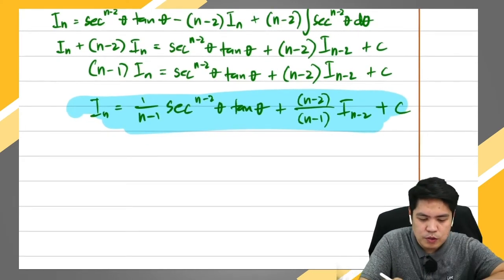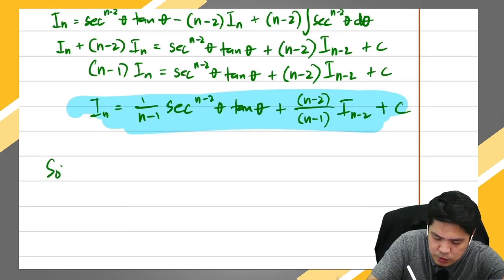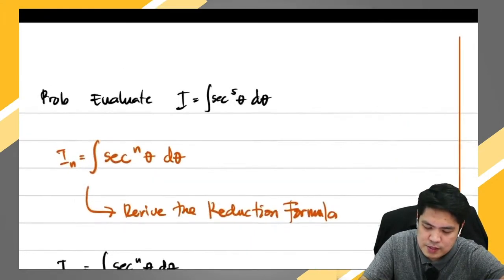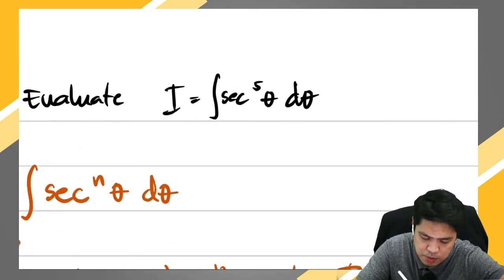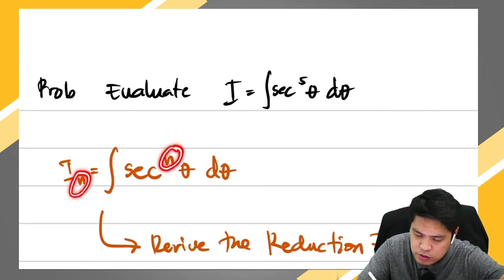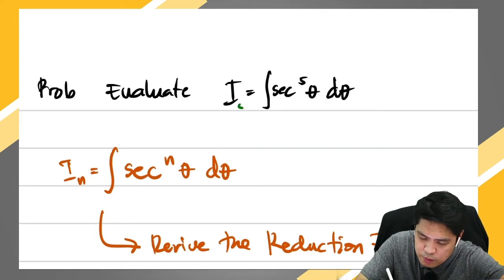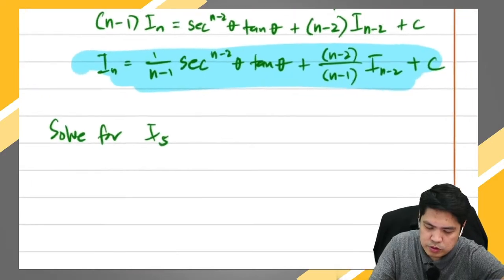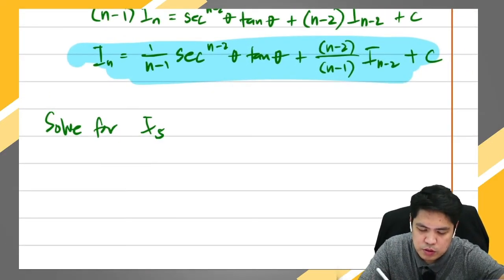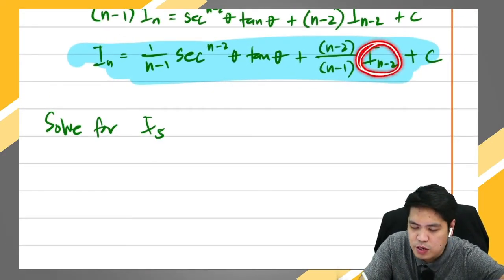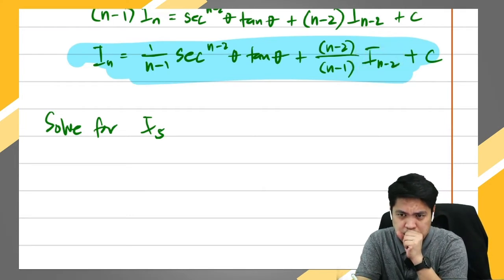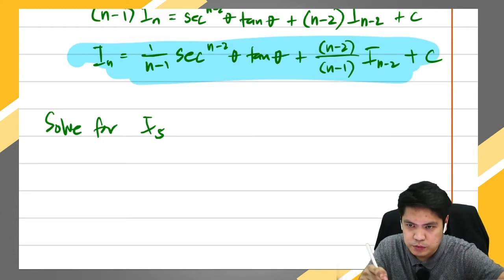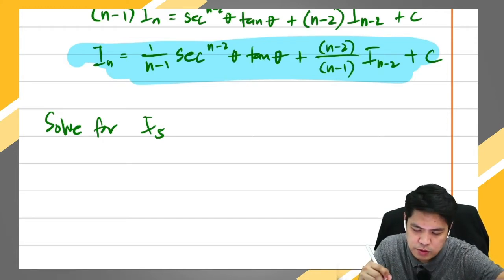If we want to solve for I sub 5, then I sub n here would be I sub 5. So to solve for I sub 5, we need I sub 3. And to solve for I sub 3, we need I sub 1, or I. So that's all we'll do.